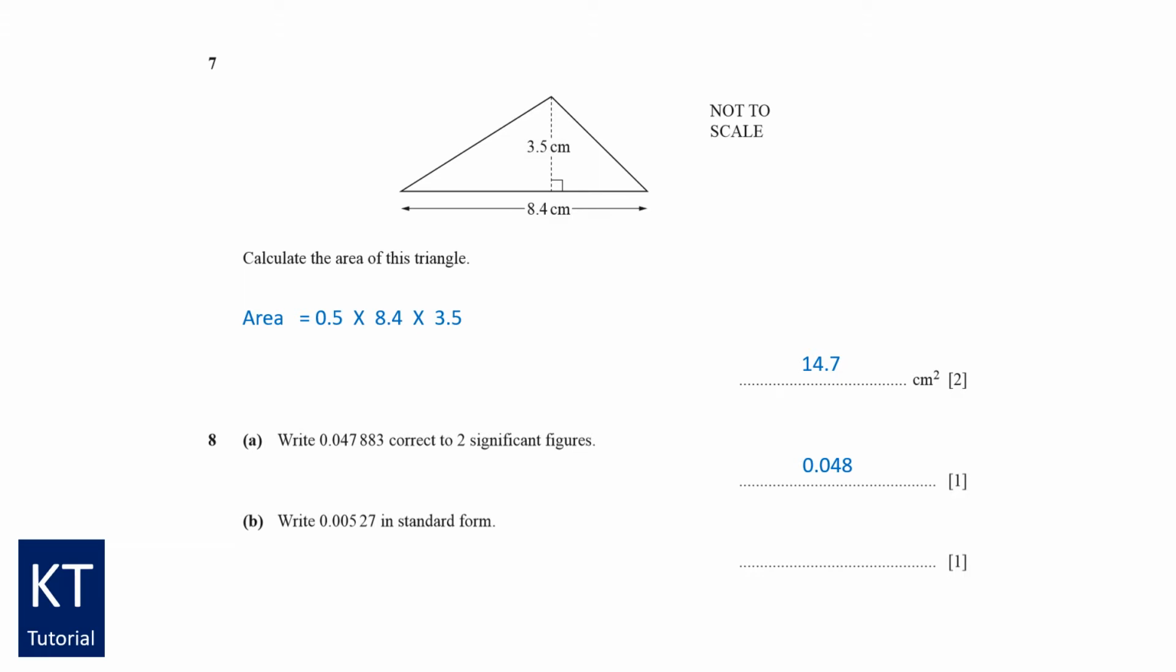Question 8b. Write 0.00527 in standard form. By moving the decimal point 3 positions to its right, the answer is 5.27 times 10 to the power of minus 3.